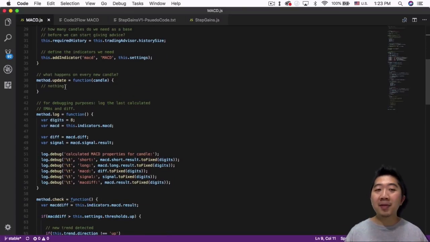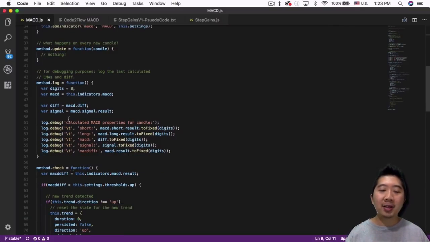And you'll see the update method actually does nothing. They're not doing anything at all within this particular strategy, even though it's part of the cycle of things it's supposed to do: update, log, and check. The log function puts this information in the terminal. It's letting you know the short, the long, the MACD, the signal, and the MACDIF, which from my knowledge is really just a histogram. They call it the MACDIF, I call it the histogram.